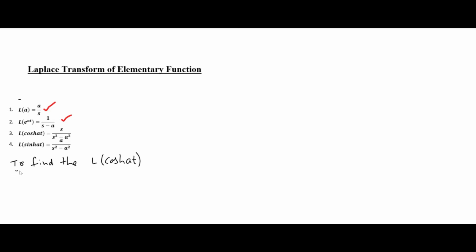So let us start with finding out the Laplace transform of cosh at. You know the formula for Laplace transform of an exponential function, e power of at, to be equal to 1 by s minus a. So we'll try to express cosh at in the form of an exponential function. Therefore cosh at will be equal to e power of at plus e power of minus at, whole divided by 2. That is the basic formula for cosh at.